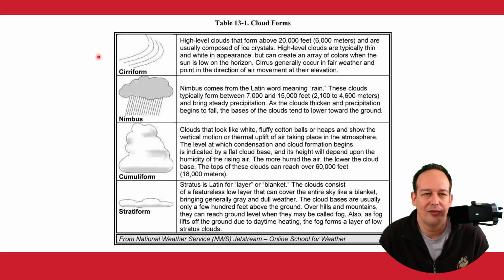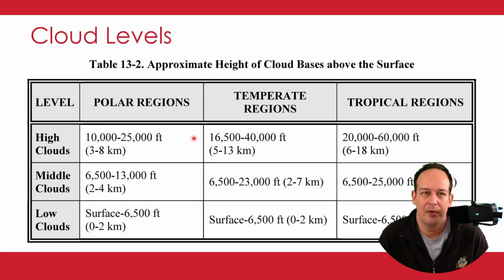Cirriform, so these are going to be your high altitude clouds. And we have different families of clouds. So it just depends on your region as to how high these cloud families will be. But we have our low clouds from the surface to 6,500 feet AGL. We have our middle clouds from 6,500 to 23,000 feet AGL. And then we have our high clouds that'll be from 16,500 to 40,000 feet AGL.